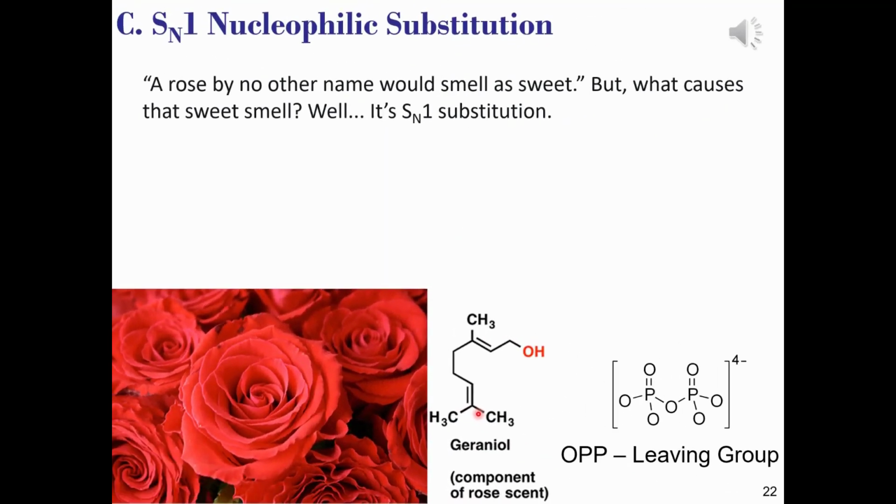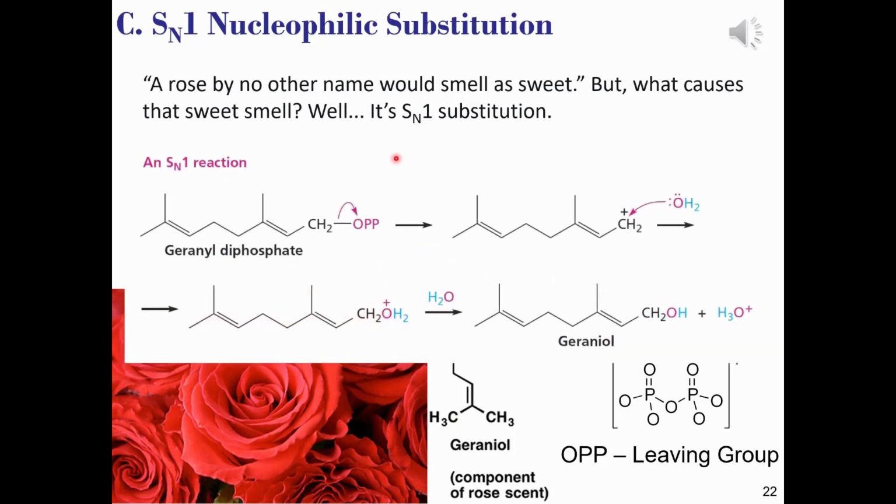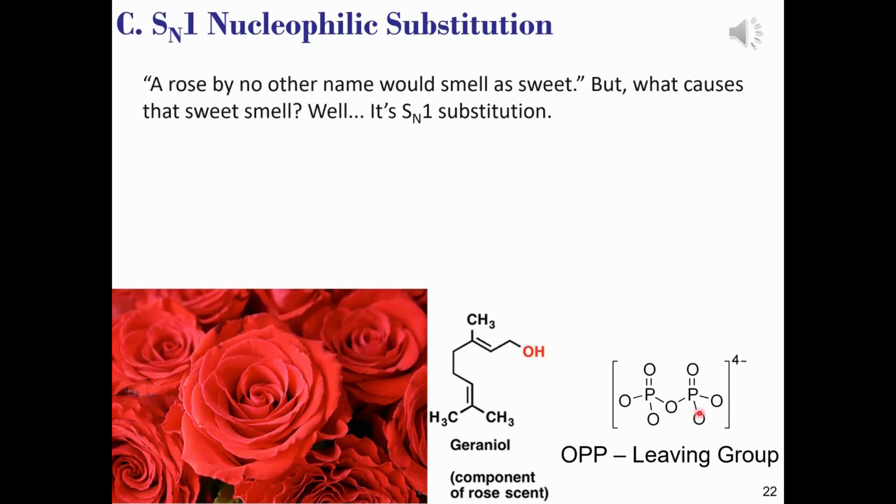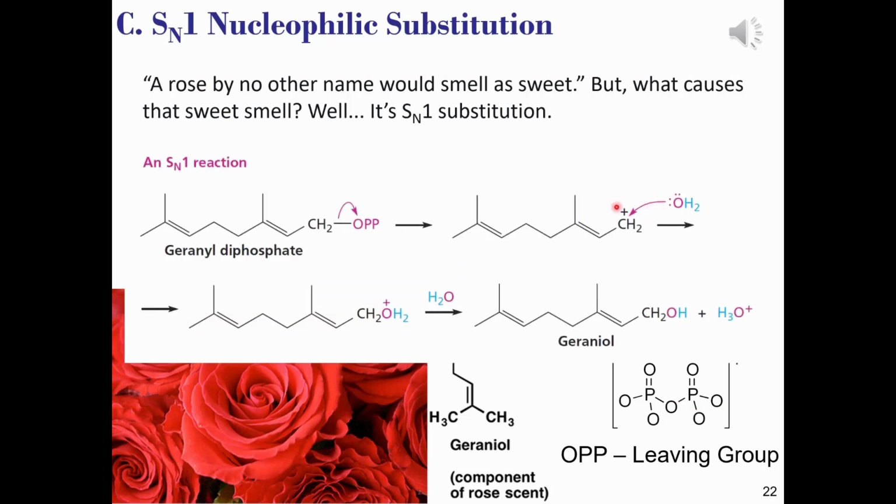A rose by no other name would smell as sweet. But what causes that sweet smell? Well, it's SN1 substitution. Geranyl diphosphate, or pyrophosphate, the pyrophosphate group is shown here, is converted to geraniol, which is the fragrance that is responsible for the smell that's found in roses and is used often in perfumery. So initially there's a dissociation of the pyrophosphate ion, and this gives a stable allylic carbocation, which then goes on to react with a water nucleophile and then transfers a proton to yield geraniol. And this all happens via an SN1 mechanism.